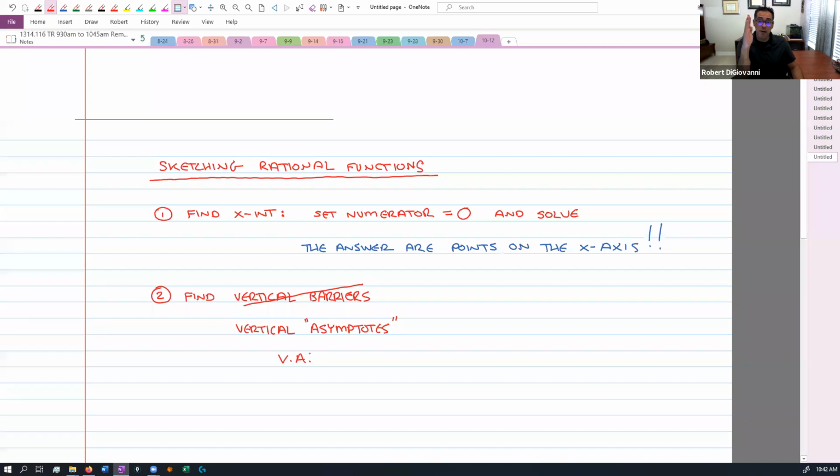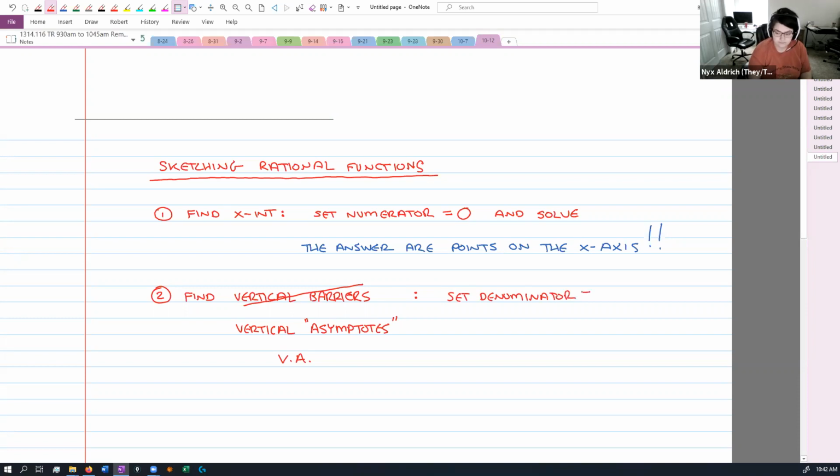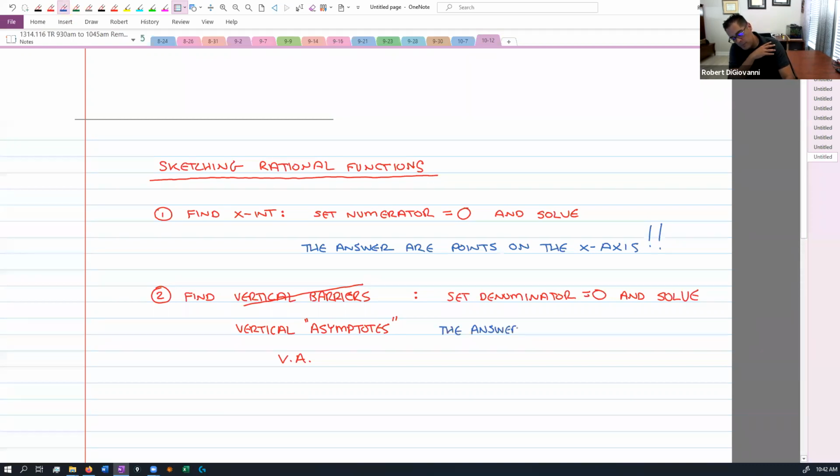So how do we find those vertical barriers? What did we say we were going to do? Not the numerator, right? Now we're going to look at the denominator. So we're going to set the denominator equal to 0 and solve. Very important though, whatever answers you get here are not going to be points on our graph. These are vertical dotted lines.